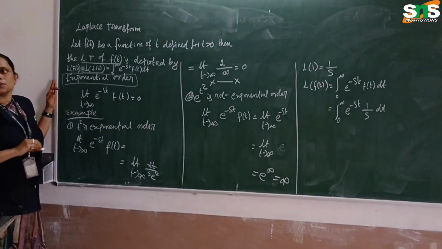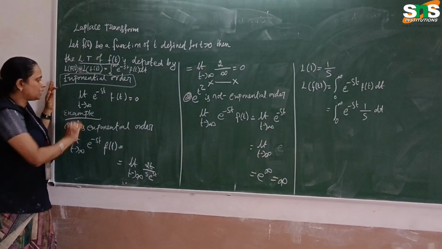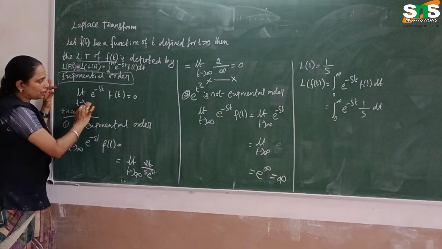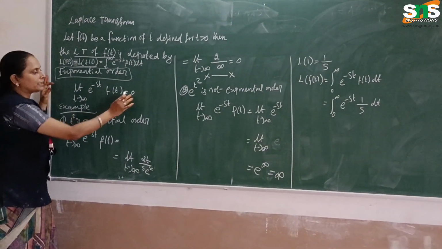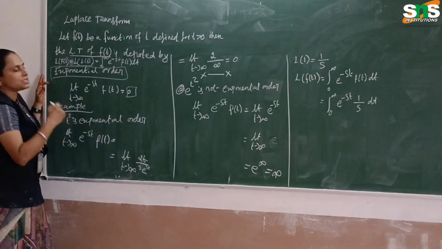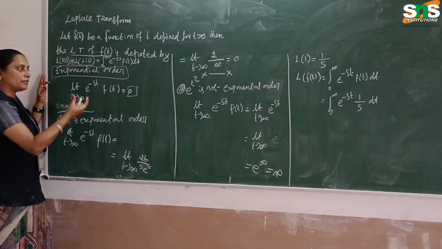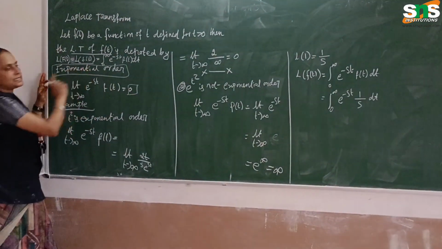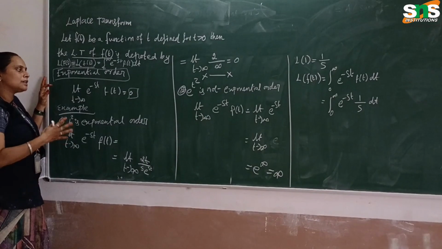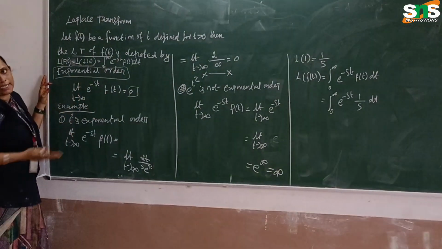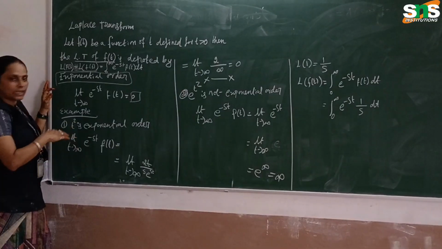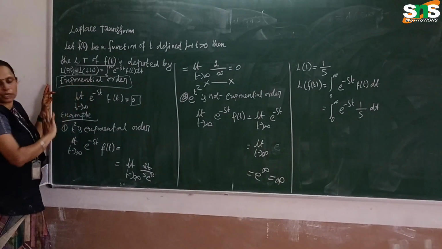exponential order. So exponential order is nothing but the limit as t tends to infinity of e power minus st f of t, and its value is exactly equal to 0. If it is equal to 0, it is of exponential order. If the final value is 2, 3, 4, it is not of exponential order. So see the example for the exponential order.